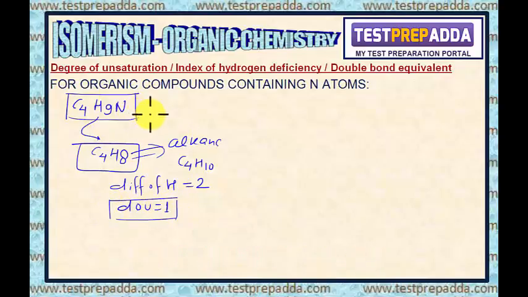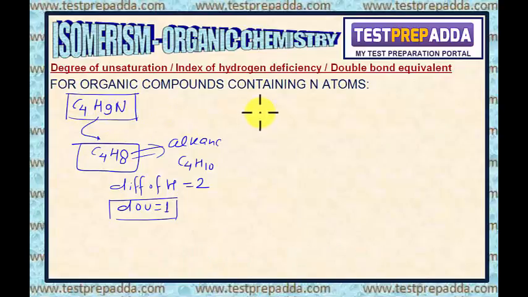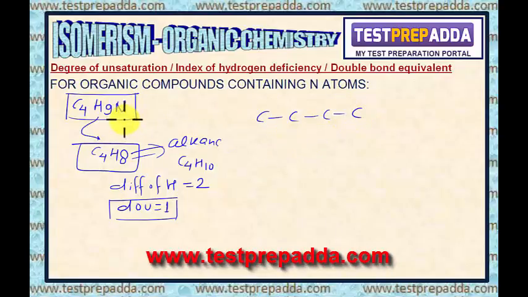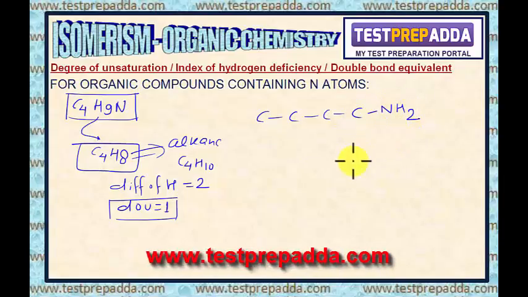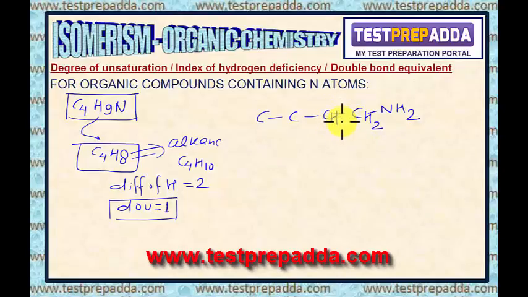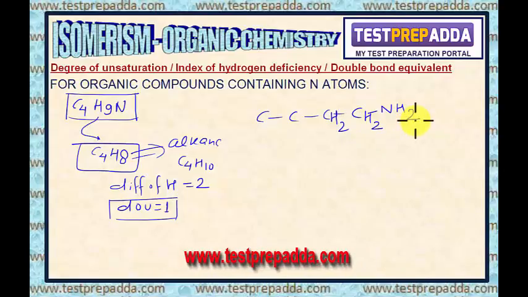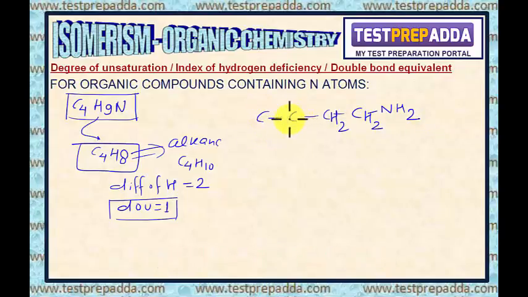Now another way to find degree of unsaturation: try to write one structure which contains 4 carbon, 9 hydrogen and 1 nitrogen. If I write the skeleton carbon, carbon, carbon, carbon, nitrogen, I can write an amine here, for example NH2. We have already written 2 hydrogen atoms here. So if I give 2 hydrogen here, 2, 2, 4, 2, 6. How many hydrogen atoms are left? 3. So 3 hydrogen atoms you have to distribute between these 2 carbon atoms.